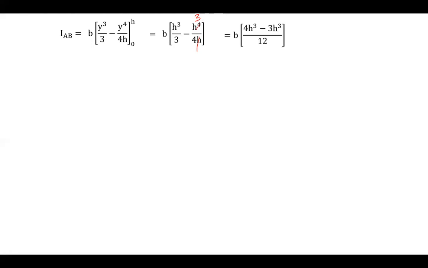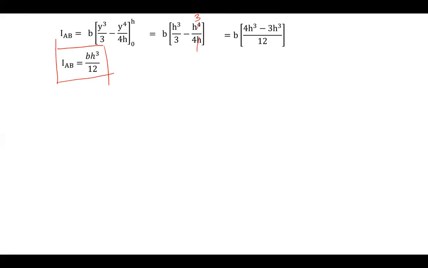So substitute them and simplify it. It will become h cube by 3 minus h to the power 4 divided by 4h, and this 1h and 1h will go off. So it will become h cube by 3 minus h cube by 4. If you take LCM, 3 into 4, it will be 12. So therefore 4h cube minus 3h cube, it will become 1h cube. Therefore the moment of inertia about the base will become bh cube by 12. So that is the formula which we arrived at by considering moment of inertia about the base from first principle.